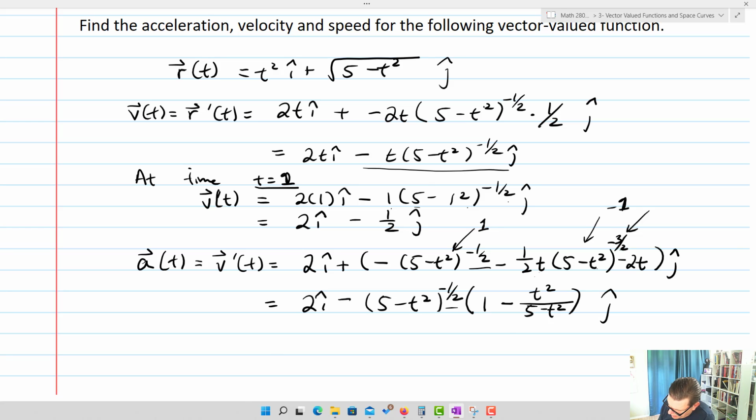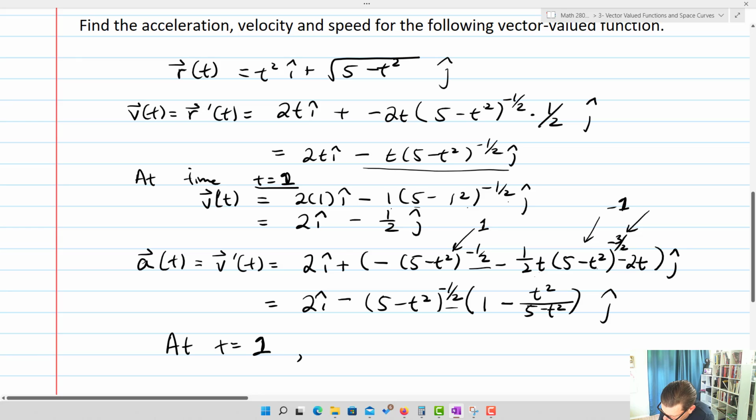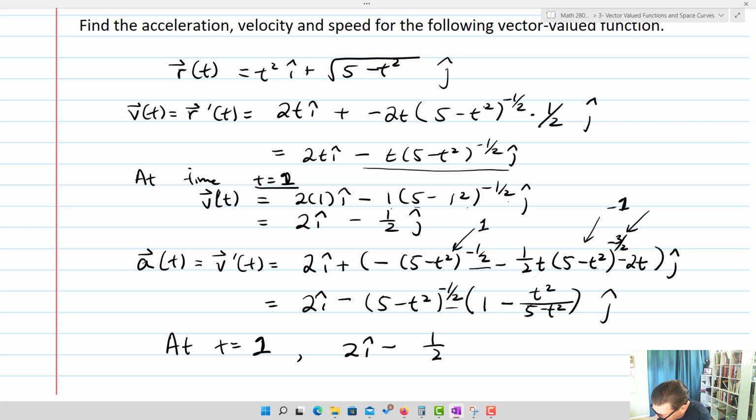And so at t equals 1, that acceleration is going to end up being 2i, and then minus, okay, so this is going to end up being 4 to the negative 1/2, so that's going to be 1/2 times, this is going to be 1 minus 1 over 4, so that's going to be 1/2 times 3/4 j, which equals 2i minus 3/8 j, and that's our acceleration. Okay?